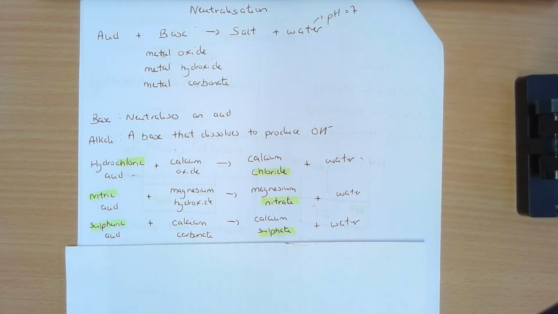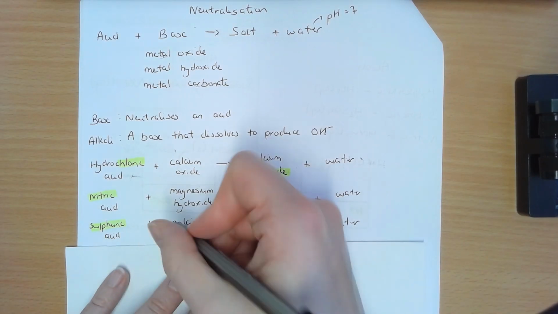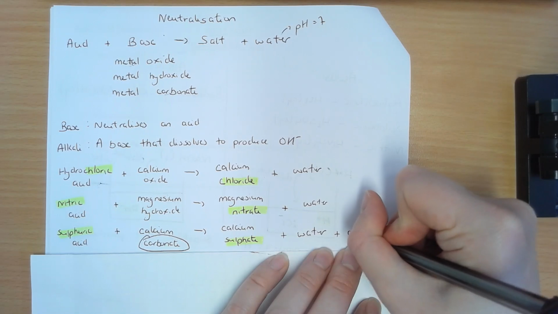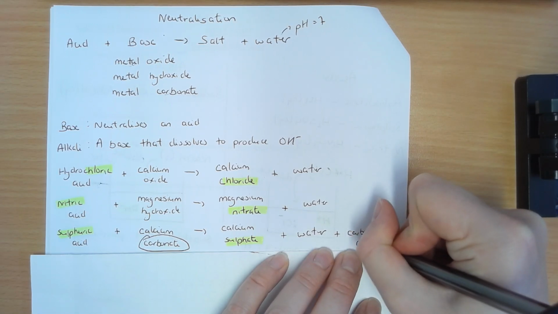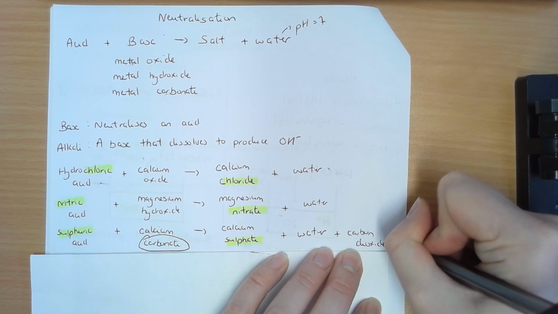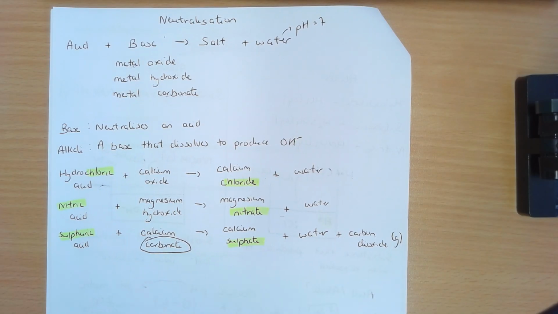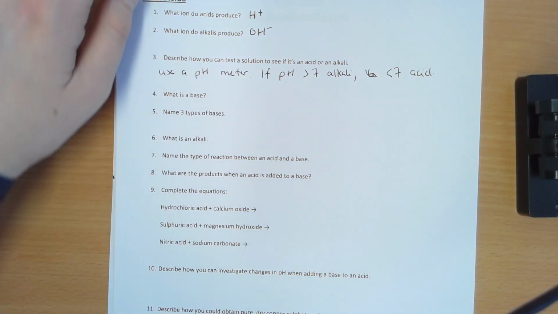And actually, with this particular reaction, you've got an extra product. You've got what we call a carbonate base. And when you've got a carbonate base, you get an extra product. You get carbon dioxide. And you're going to know it's produced because carbon dioxide is a gas, so you will see bubbles. All right, I want you to have a go at questions 4 down to 9 on this page, please.